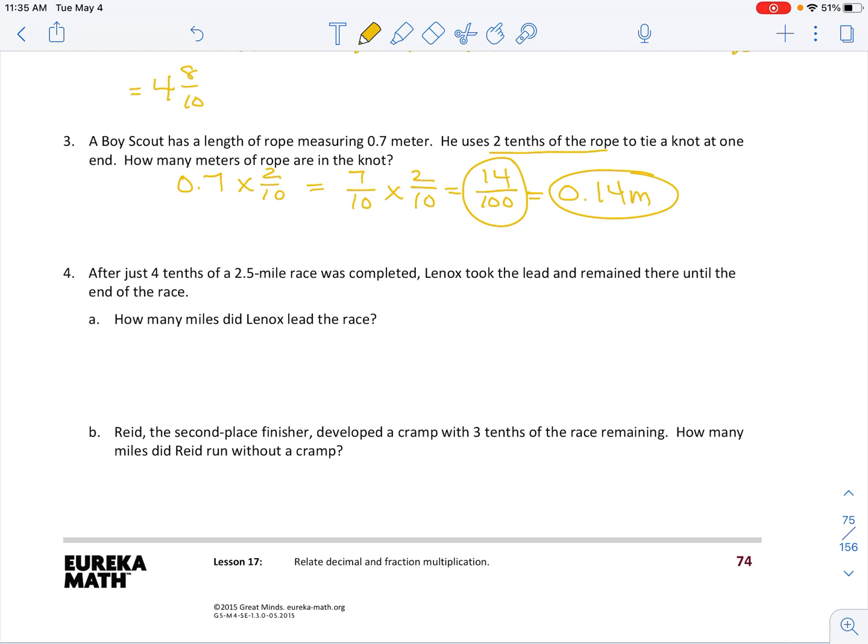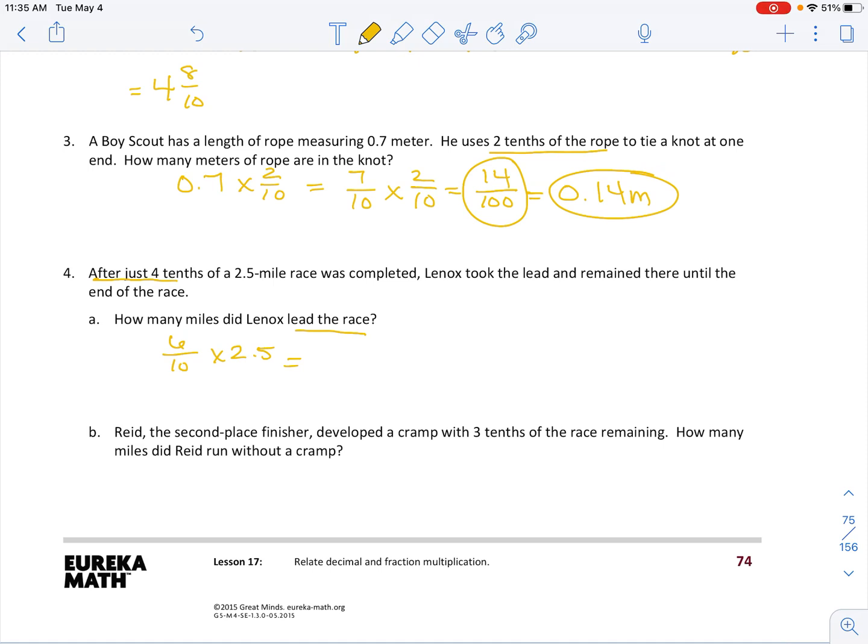After just 4/10 of a 2.5-mile race was completed, Lennox took the lead and remained there until the end of the race. How many miles did he lead the race? Well, after 4/10 he started leading. So he really led for 6/10 of the race. And it's 6/10 of 2.5.